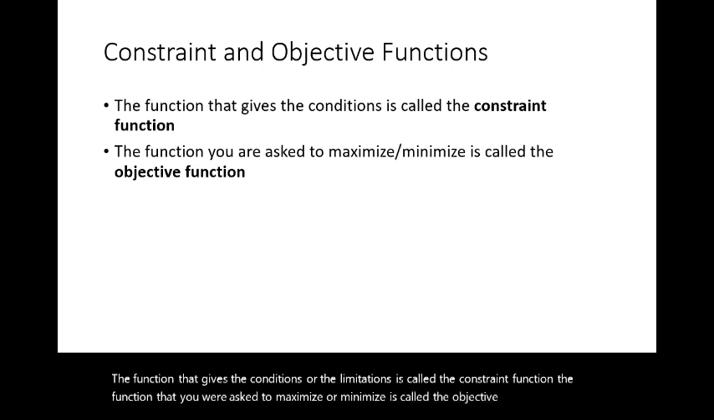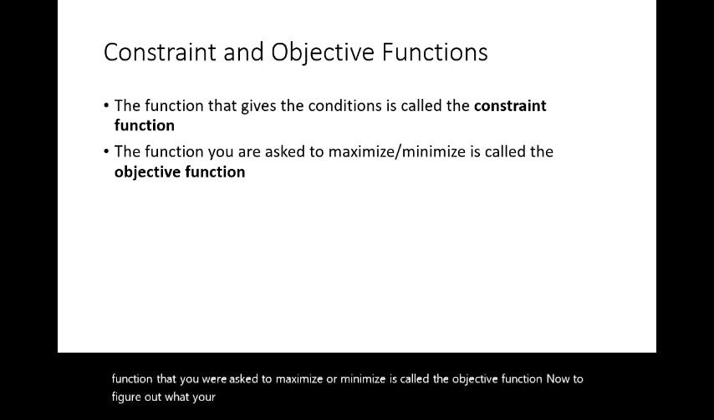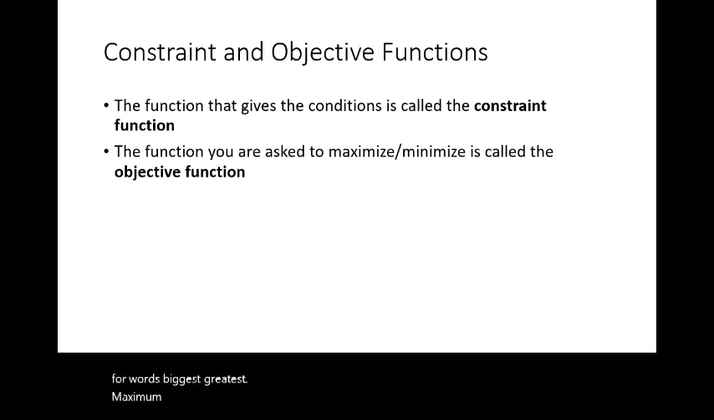Now, to figure out what your objective function is just by reading a problem, you're going to be looking for words like biggest, greatest, maximum, or least, smallest, minimum, shortest, longest. Any of those est words will signal that this is the objective function.